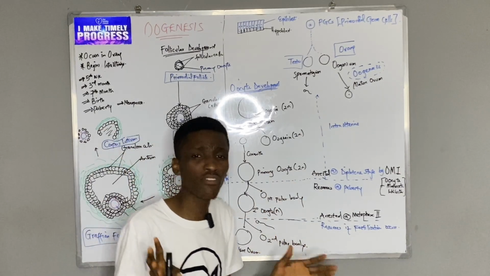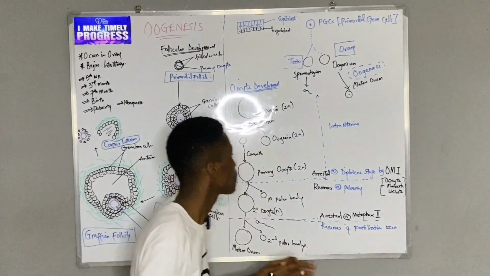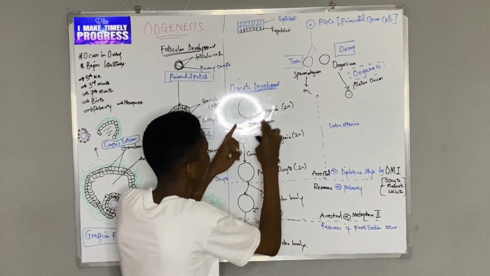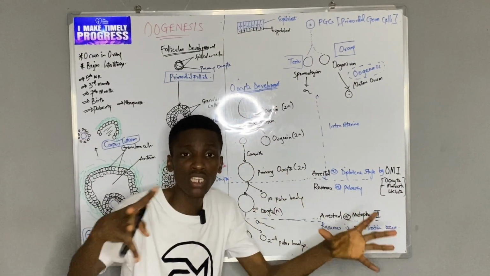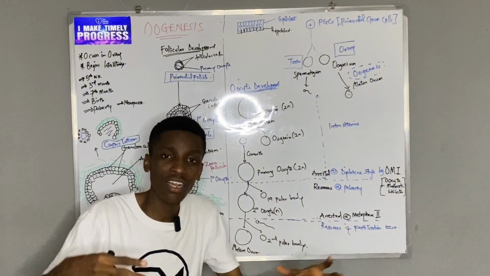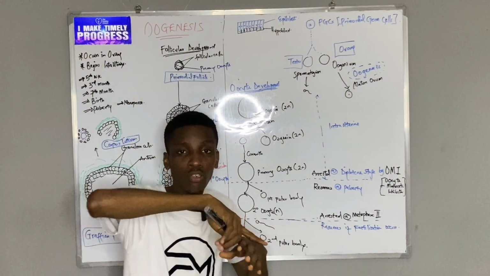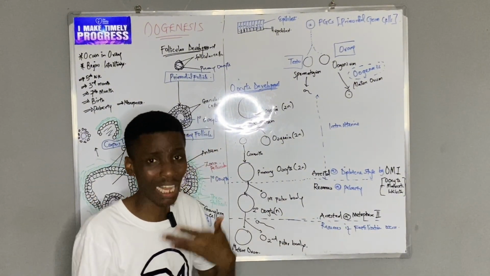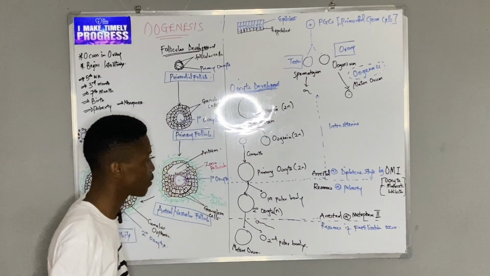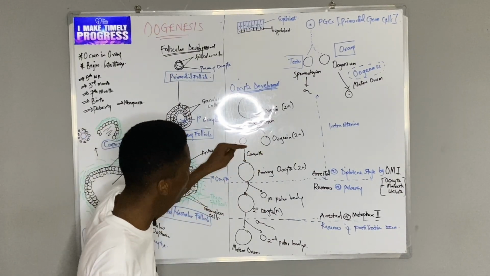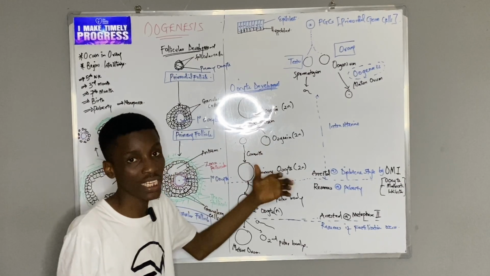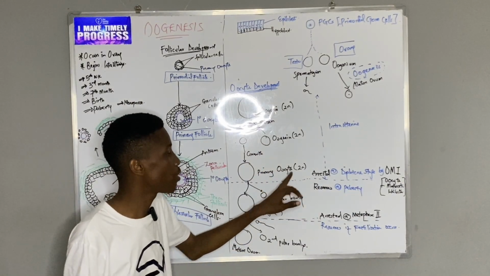Though, of course, during development, the lovely thing about this is that as one oogonia divides into many oogonias, they come into clusters. And that cluster is now surrounded by follicular cells that will help them. That will be like a source of support for them. Now, from here, please observe, the only difference between here and here is just growth in size. And it's called primary oocyte.